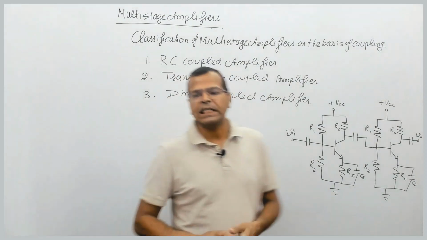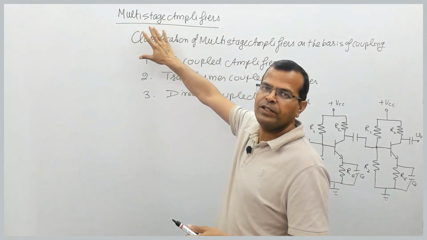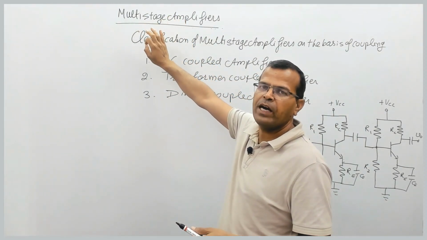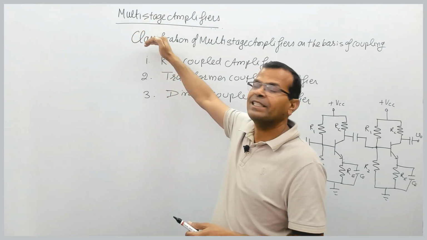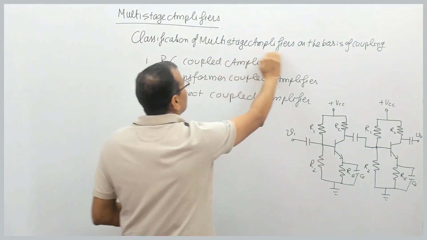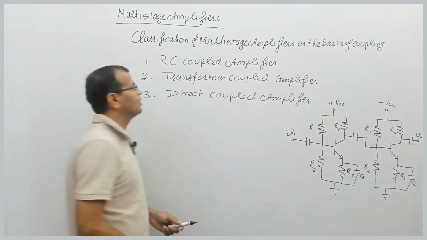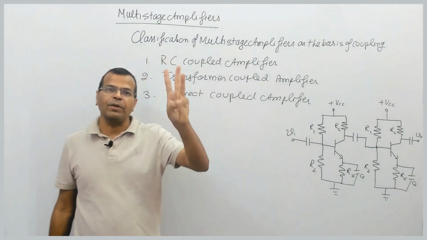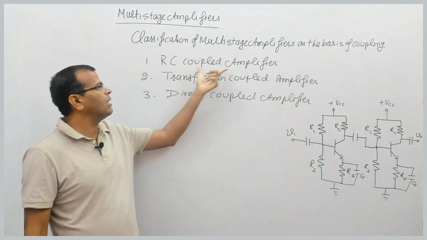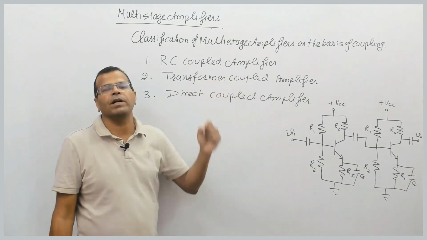Now in multi-stage amplifiers, we will be talking about the classification of multi-stage amplifiers on the basis of the coupling between the different stages. So, classification of multi-stage amplifiers on the basis of coupling used. Fine. So we will be talking about three types of amplifiers here: RC coupled amplifier, transformer coupled amplifier and direct coupled amplifier.